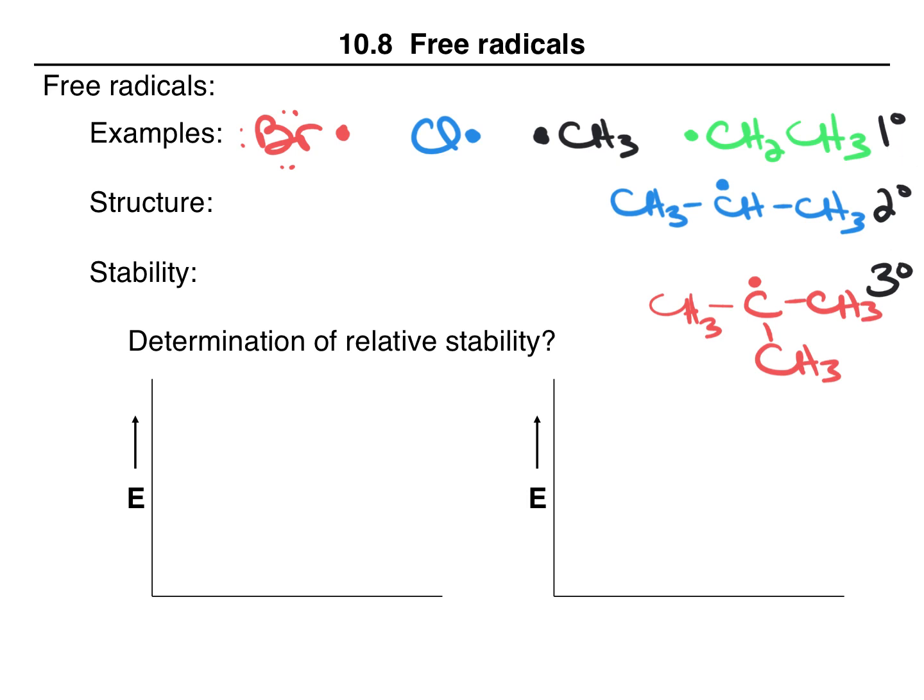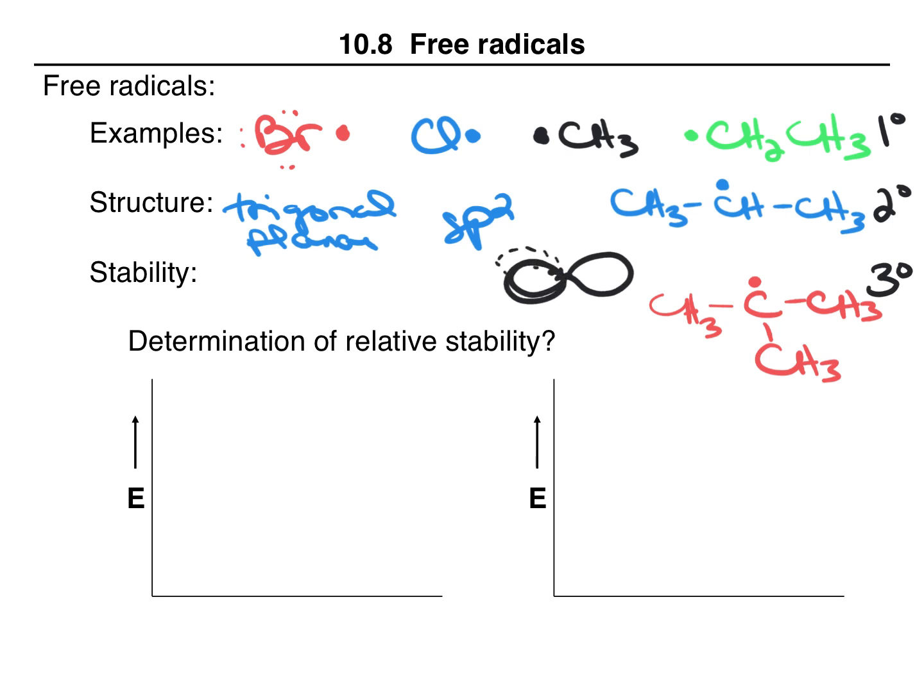In terms of structure of radicals, experimentally, they've been shown to be trigonal planar. Therefore, the radical carbon must be sp2 hybridized. So if this is our carbon, then it's sp2 hybridized. So here's an sp2 orbital, here's an sp2 orbital coming forward, here's an sp2 orbital going back behind, and then there is a p orbital which has an unpaired electron.